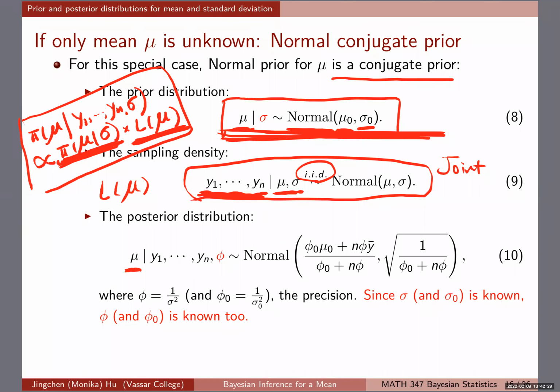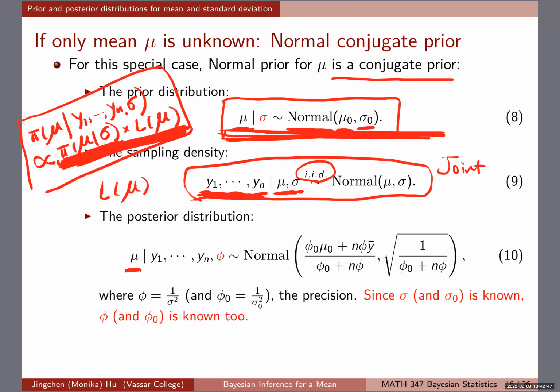Everything that is not about mu, like the y's and also the sigma, is constant. You don't need to worry about them. You might even throw some of them into the proportional sign, because everything is about mu. If it's not about mu, I don't need to worry about it. That would be my biggest hint.